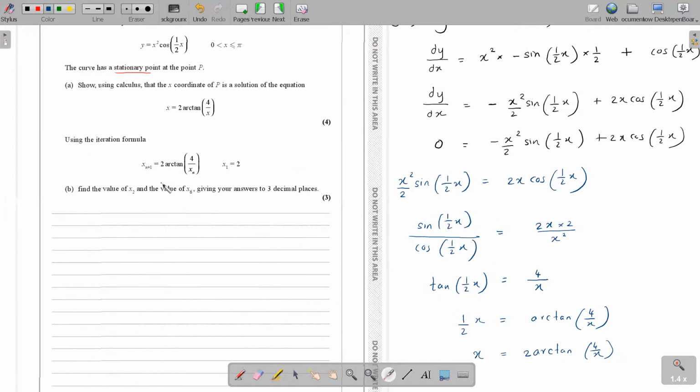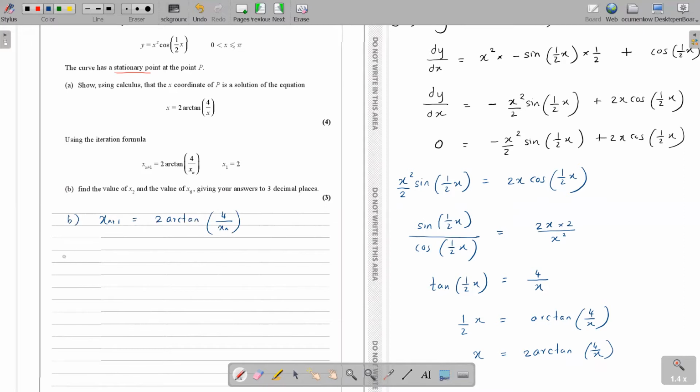Using the iteration formula x(n+1) = 2 arctan(4/xn), find the value of x2 and the value of x6, giving an answer to 3 dp. Okay, so what do we do here? We have the iterative formula x(n+1) equals 2 times arctan 4 over xn. It's quite easy what you need to do here.